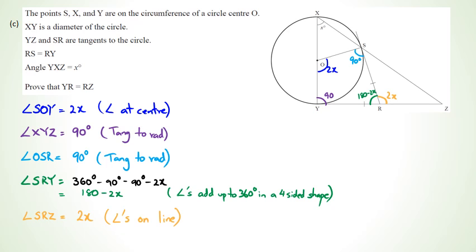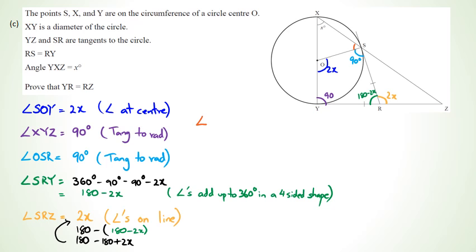Now for those of you that don't know how I got that 2x, just have a look at this, because I went 180 minus (180 minus 2x), and when I do this, I'm going to end up with 180 minus 180 plus 2x, and that's how I end up with 2x. Okay, so the next angle I want to work out is angle XSO. All right, that's this one here.